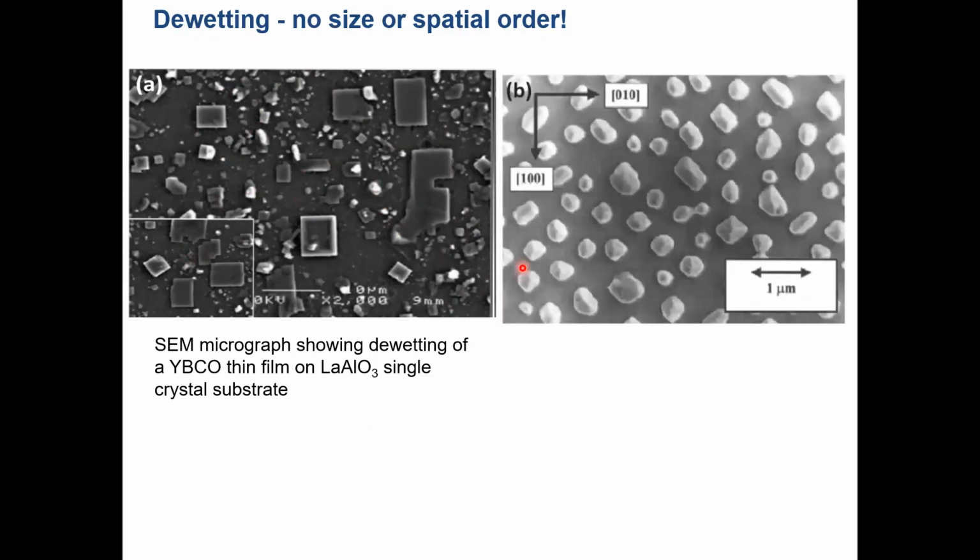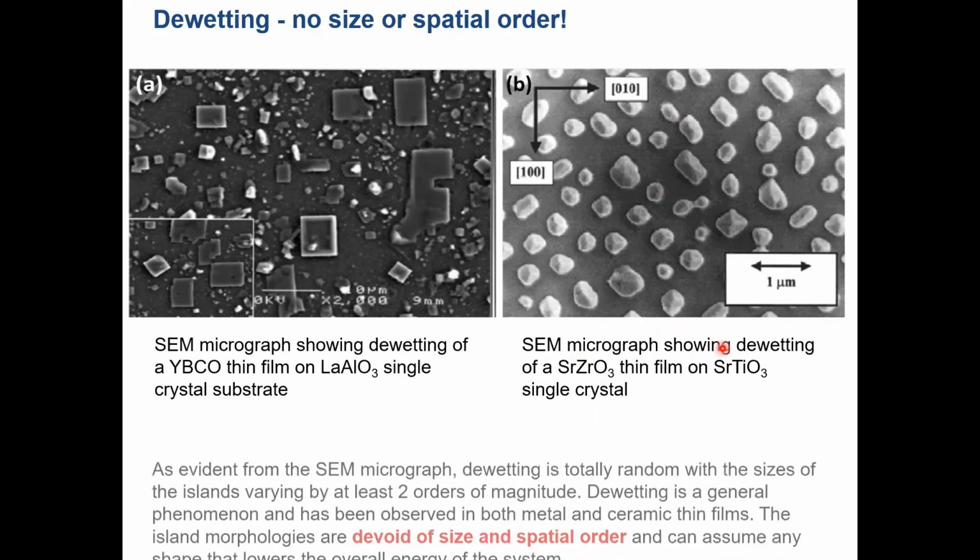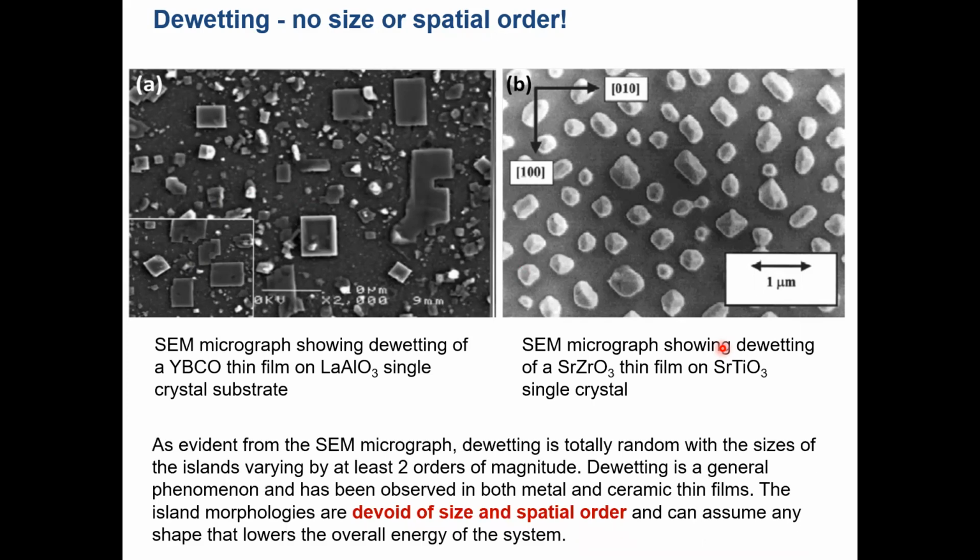in this film breakup. Here is another example of an SEM micrograph showing de-wetting of strontium zirconate thin film on a strontium titanate single crystal. And again, you see that there is no real size similarity or any particular order in these de-wetted films. So, de-wetting typically will create nanofeatures, but a size similarity and a spatial order is typically missing.